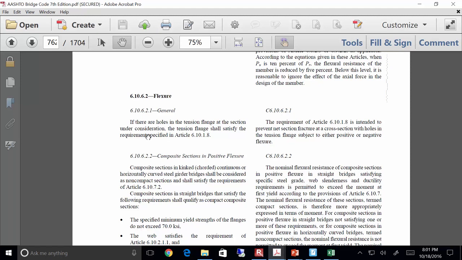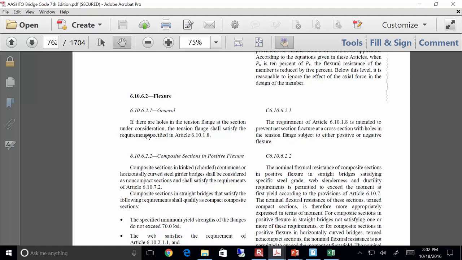Now, in order to compute the capacity of a composite section, the spec requires us to determine whether or not that section is compact or not. Now, what does it mean for a section to be compact? Well, composite sections in straight bridges that satisfy the following requirements shall qualify as compact sections. Number one, the specified minimum yield strengths of the flanges do not exceed 70 ksi. Simple. Just don't use a yield stress greater than 70. That's easy. We're not using that. Our yield stress for our girders is 50, right? So we're good there. All right.